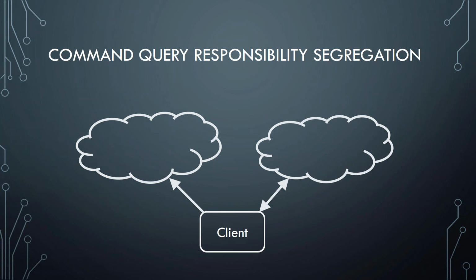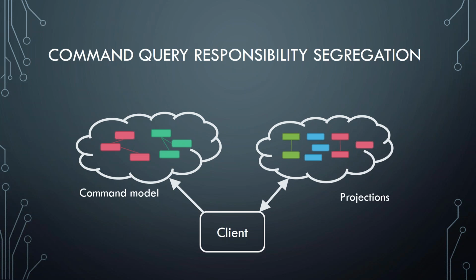In CQRS there's the separation of two important concepts, and one is the command model, which is the model where we handle incoming commands and make decisions on the impact of change. So what happens if a user wants to place an order? Will we accept that? Will we reject it? What are the consequences of that order being placed?